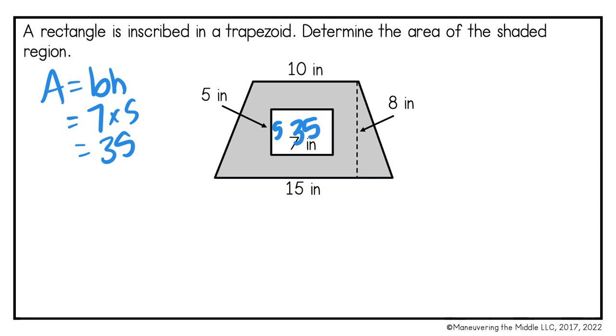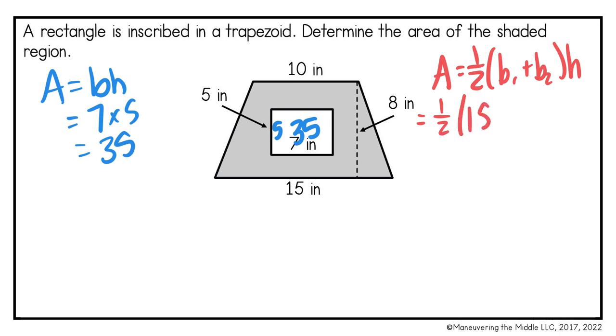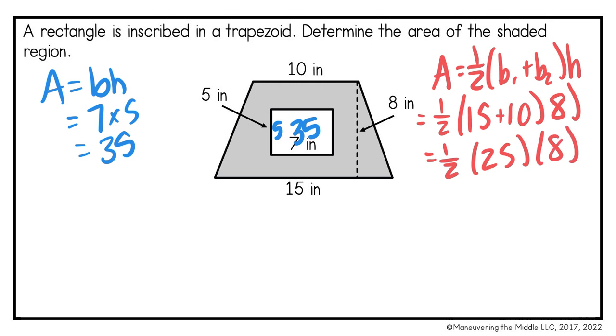So now let's find the area of our trapezoid. The formula for the area of a trapezoid is 1/2 times (B1 plus B2) times the height. So base 1 will be 15, base 2 is 10, and the height is 8. So I'm going to add 15 and 10. So we have 25, 8, and we have to take half of something.